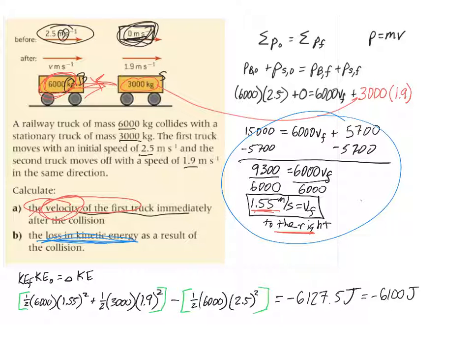6100 joules. Okay, now because it's negative, that means that the final amount of kinetic energy was less than the initial, right? I did the final minus the initial. So that means that I lost 6,100 joules. All of that energy was lost due to friction, due to sound, due to wherever else energy could go in a situation like this. All right? So there you go. That's the answer to this question.